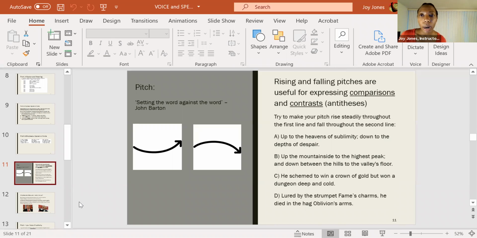So with these four sentences I've given you, they could be comparisons. Comparisons are a type of contrast. But as I say here, you're making your pitch rise steadily through the first line and fall throughout the second, like the upward and downward arrow pattern I've given you on the left, except now you're doing it with a whole set of text. So we can do them all together as a group.